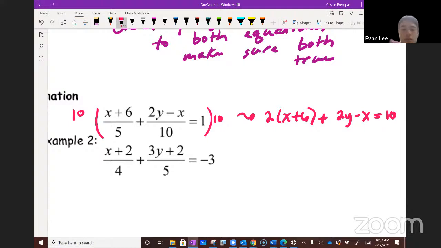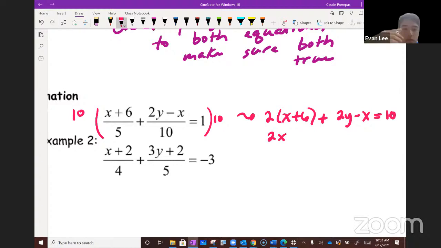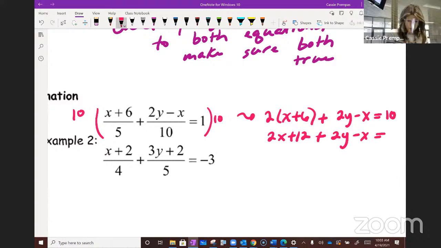You guys, after you know what to do to eliminate the fractions, go ahead and line up the x's and line up the y's as you would in the process of elimination. Okay, so Evan, we'll distribute this. We got 2x plus 12 plus 2y minus x equals 10. 2x plus negative x is x, plus 2y equals, if I subtract 12 to line up the constants, I will get negative 2.